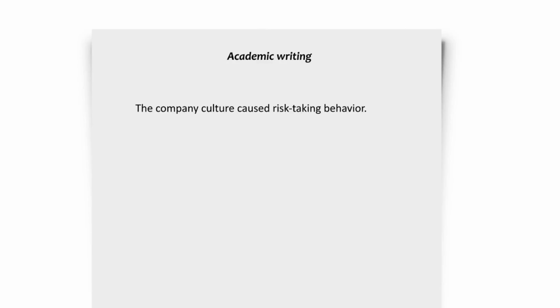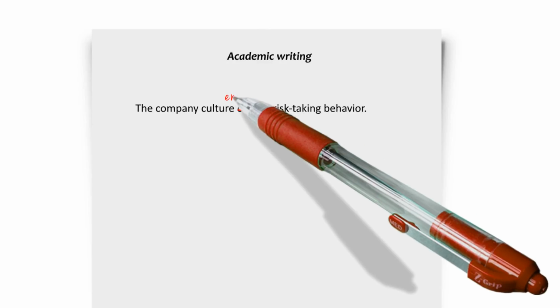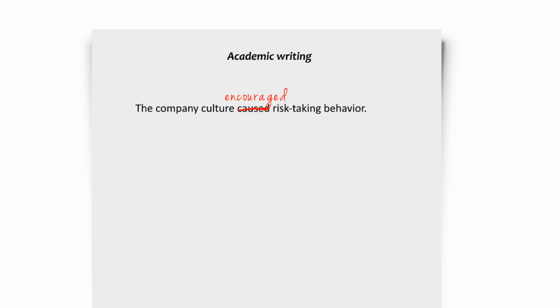Returning to academic writing, in the following sentence, replacing "the company culture caused risk-taking behavior" with "the company culture encouraged risk-taking behavior" seems a minor change. But encourage suggests a specific type of cause, a very strong causal link.